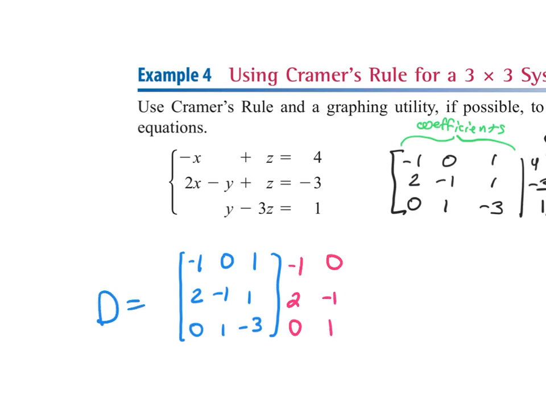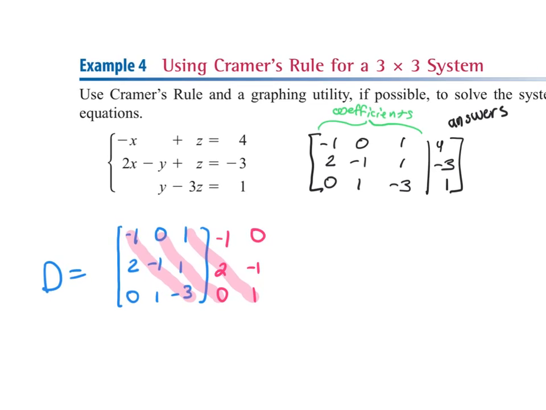Okay. So let's look at our majors first. Here, here, and here, right? You guys with me? Yes. So major minus minor. So what's negative 1 times negative 1 times negative 3? Negative 3. What's 0 times 1 times 0? 0. And what's 1 times 2 times 1? 2. Everybody agree? Okay, now let's do the minors. So I got one there, and one there.